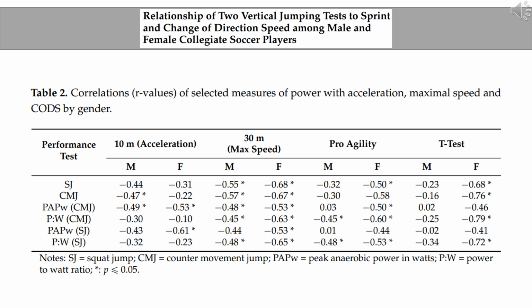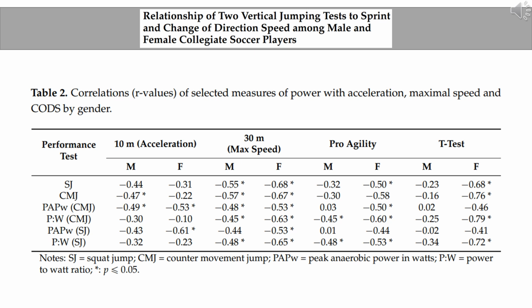Now this is a similar study design but conducted in both male and female college players. And what you can see here is that 2 vertical jump tests were conducted, the squat jump and the counter movement jump. And then we've also got peak anaerobic power and power to weight ratio for both the counter movement jump and the squat jump. And these are being correlated against acceleration, top speed, and 2 different change of direction speed tests, the pro agility and the T test.